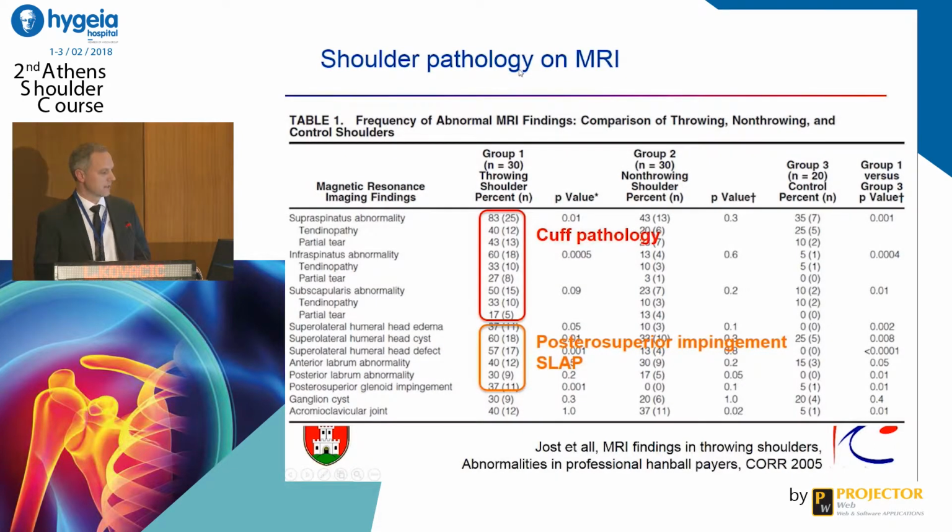And this was very well described in the study of Yost. It was studied in handball players. They compared throwing shoulders, non-throwing shoulders, and the control group. And you can see that there are many more pathological findings in the throwing shoulders. And we have two main groups of pathology. This is cuff pathology and posterior superior impingement or SLAP lesions. There is not much instability. So this is very interesting.